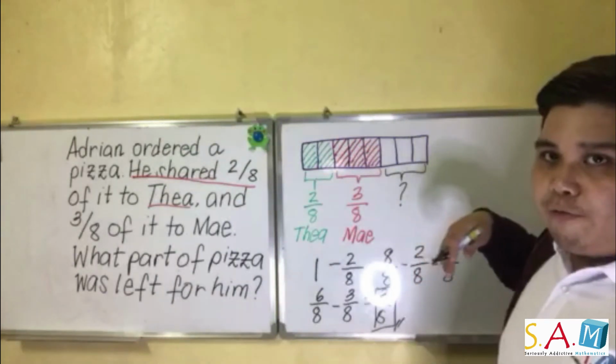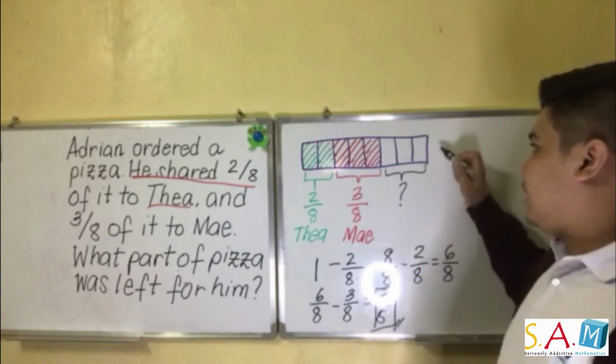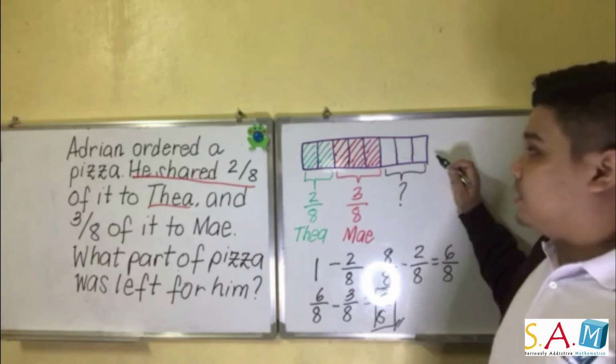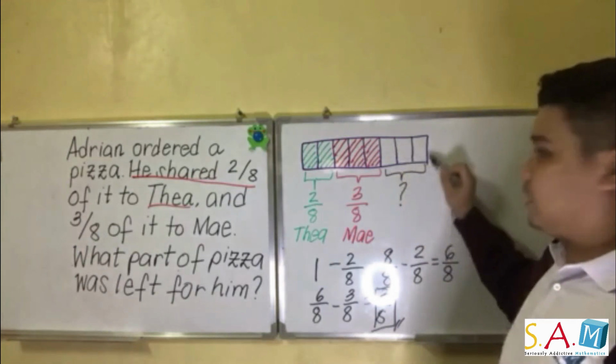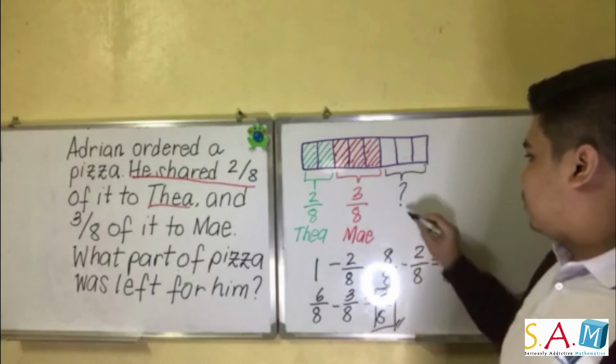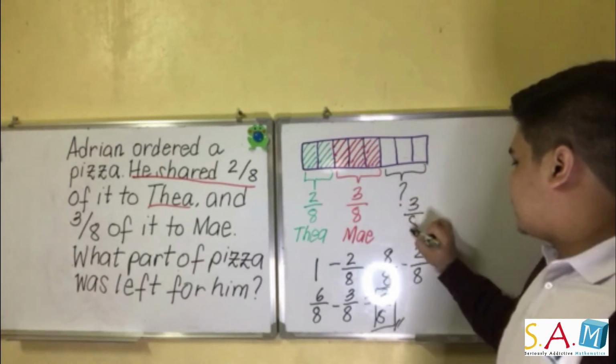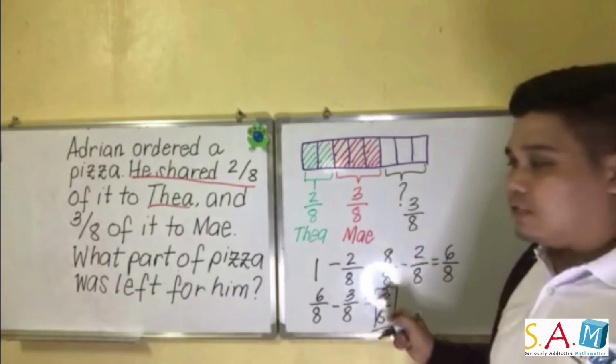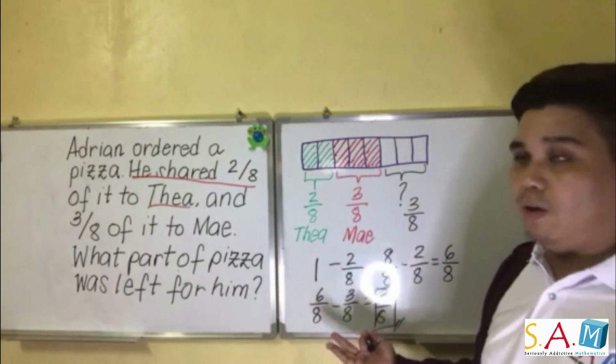But if we go back to the pictorial method, we can clearly see what part of the pizza was left for Paul, which is this part. So this is 1/8, 2/8, and 3/8. So this is 3/8. So we just have the same answer, but we just showed it in abstract way.